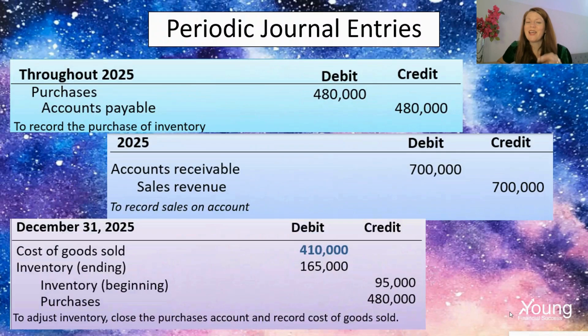Then same for our sales as we have with perpetual, they show accounts receivable increasing and sales revenue. But then it gets tricky at the end of the year because they did not keep up with cost of goods sold all throughout the year. Instead, at the end of the year, and it's possible for a company to do it throughout the year, maybe they do it on a quarterly basis or something. But in this case, at the end of the year, they did that physical count. So they did that whole calculation to find that it was 410,000 in cost of goods sold.